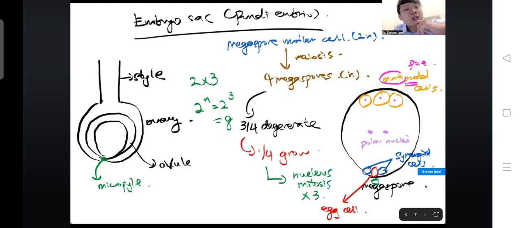What is the meaning of the word synergid in English? It's like work together. So if I say, wow, we make a good team, you know, our synergy is very good. That means our kerjasama is very good lah. So synergid cells, they support the egg.